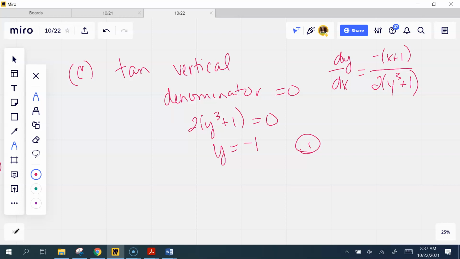You do this: 2y cubed plus 1 equals 0. Okay, so that's where that bottom is 0. If you solve this, you divide by 2, you subtract 1. Just do it real quick.